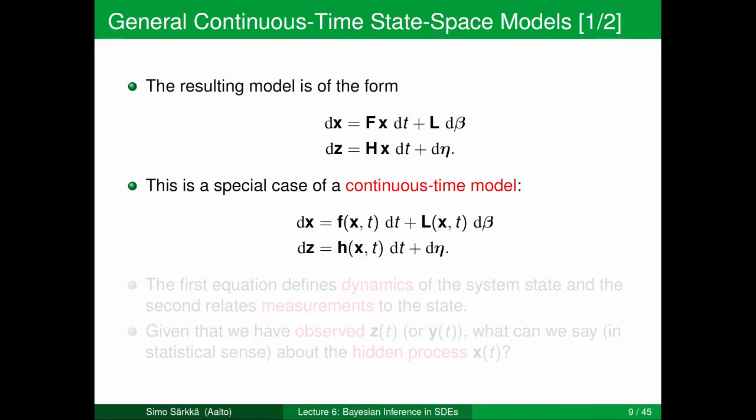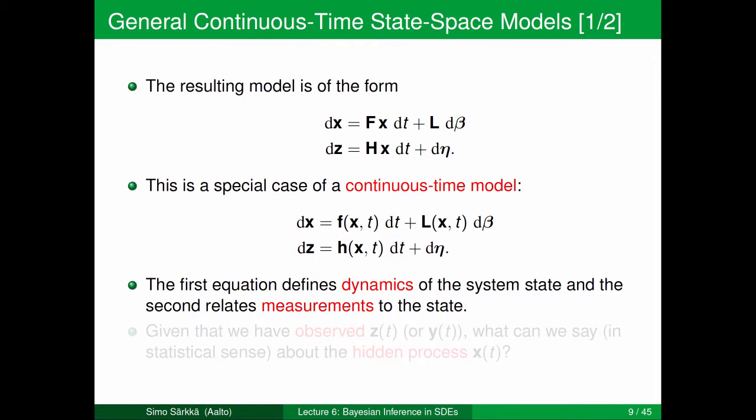Now this is a special case of a continuous time model of this form. So more generally, we might have a dynamic model dx is equal to f of x and t dt plus L of x and t times d beta, and a measurement model dz is equal to h of x and t dt plus d eta. We could even generalize this more, but this is the most generic form that we will consider.